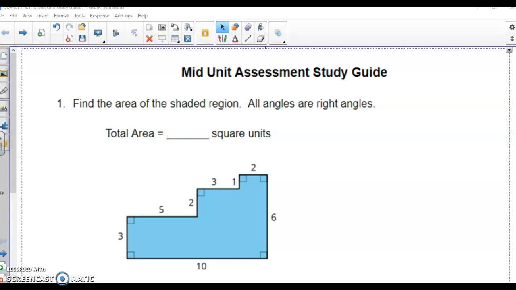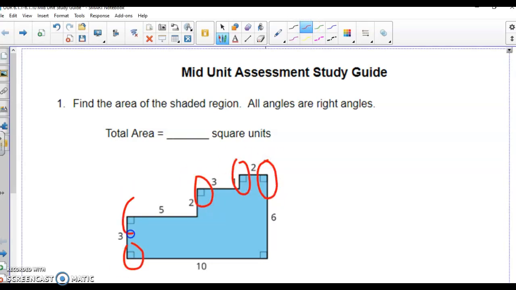Okay, everyone, we are going to look over the mid-unit assessment study guide, and we're going to try to find the area of the shaded region. All angles are right angles, and you can tell that they are right angles because they have the blocks in the corners, and that would mean 90 degrees. You can see them all over those corners. So that is a 90-degree sign. That little block in the corner will give it to you as right angles, 90 degrees.